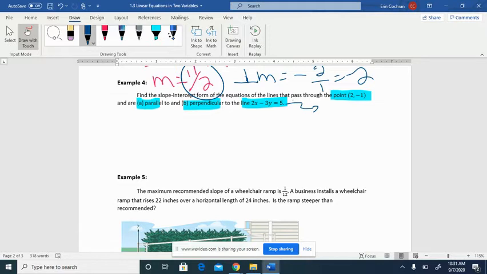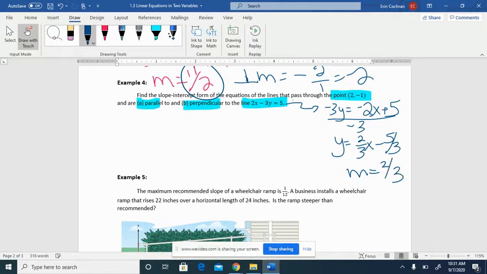So I'm going to subtract the 2x over. So I get -3y equals -2x plus 5. Divide by -3. So I get y equals 2/3 x minus 5/3. Okay, so this is that line. So the slope of this line would be 2/3. Okay, so now parallel. So let's do part A. To be parallel, we have to have the same slope. So we know its parallel slope would also be 2/3.